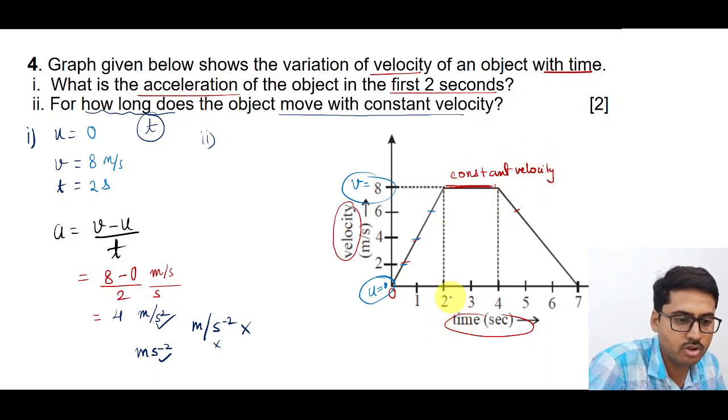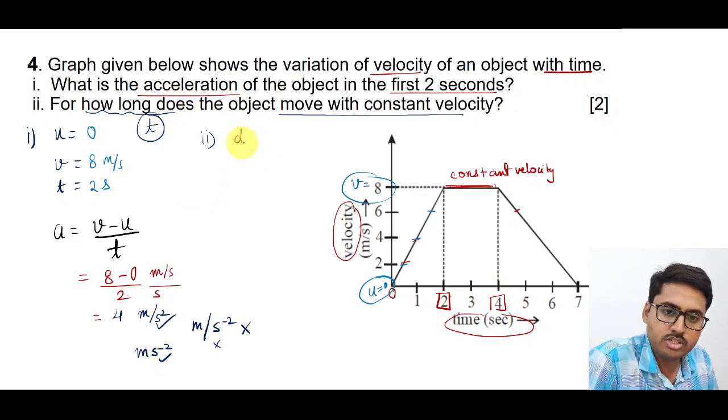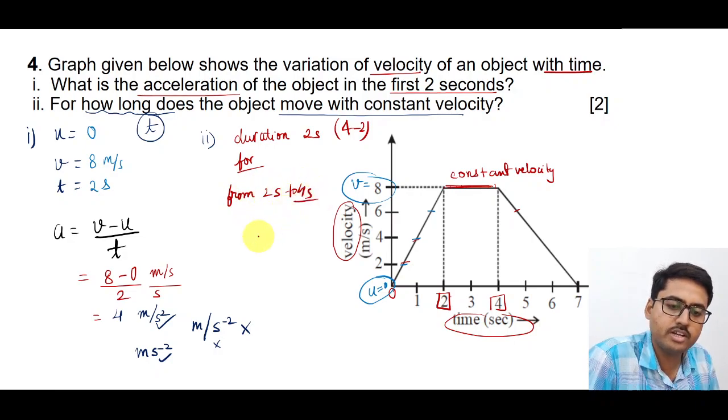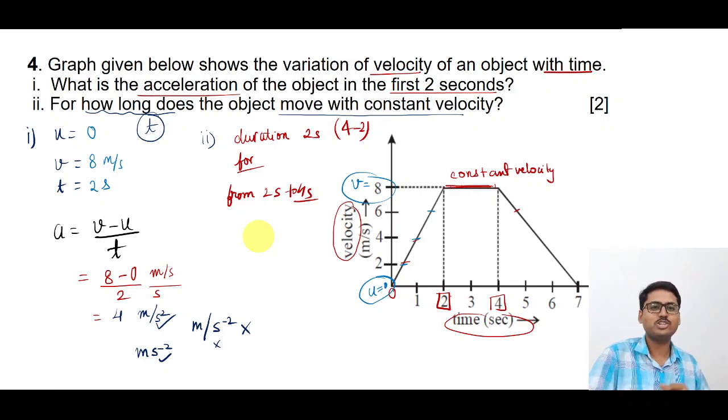So the question comes, for how long? It is going from 2 to 4, the object is at constant speed. It means that the time duration will be 2 seconds, because this is 4 minus 2, or you can write for 2 seconds, or from 2 seconds to 4 seconds. You can write the answer in any form. Okay, so that's the solution of question number 4.